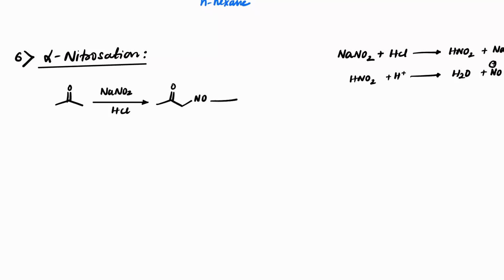That would be in equilibrium to get C double bond N and OH, which is stable because you'll have an extended conjugation here, correct? You know that this is nitroso and this is oxime, and there is a tautomerism happening, so that is why it is called nitroso-oxime tautomerism.